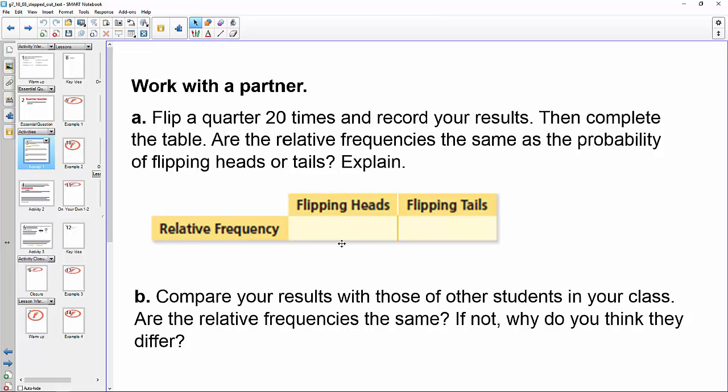So doing it 20 times is probably not a very good indication. But if each group did it 20 times, and then we added up all the different groups, which we'll probably do in class, chances are I'll be closer to 50-50, because there's going to be a couple outliers.